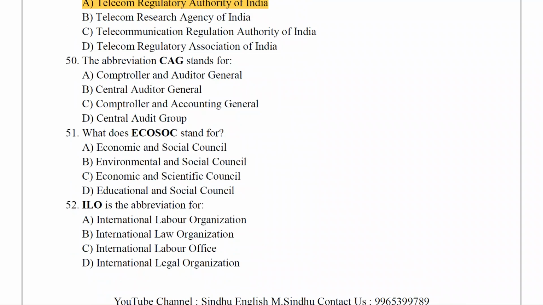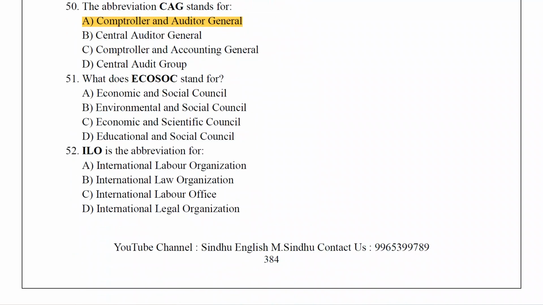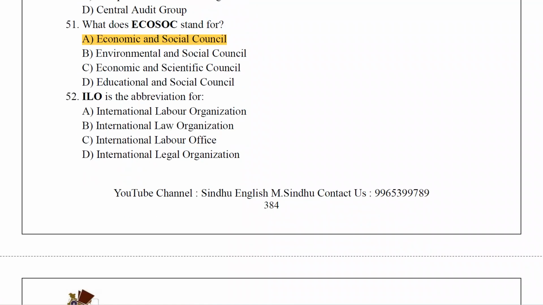The abbreviation CAG stands for Comptroller and Auditor General. What does ECOSOC stand for? Economic and Social Council. ILO is the abbreviation for International Labour Organization.